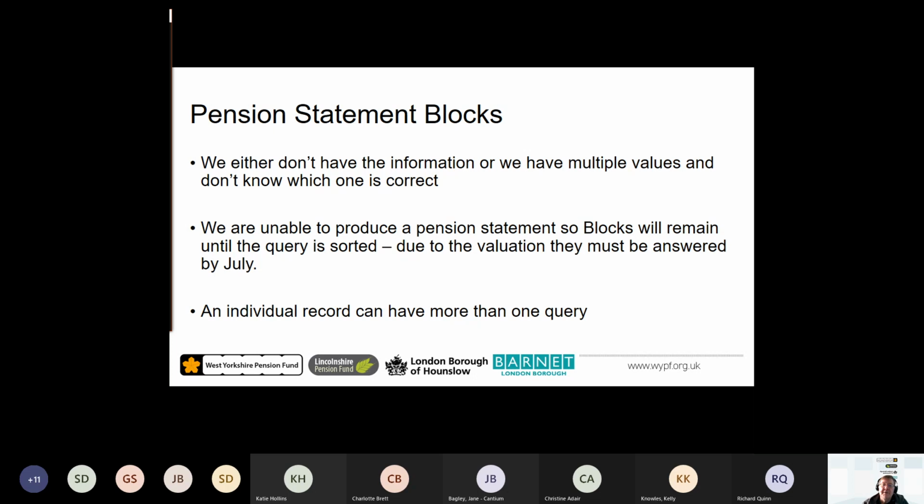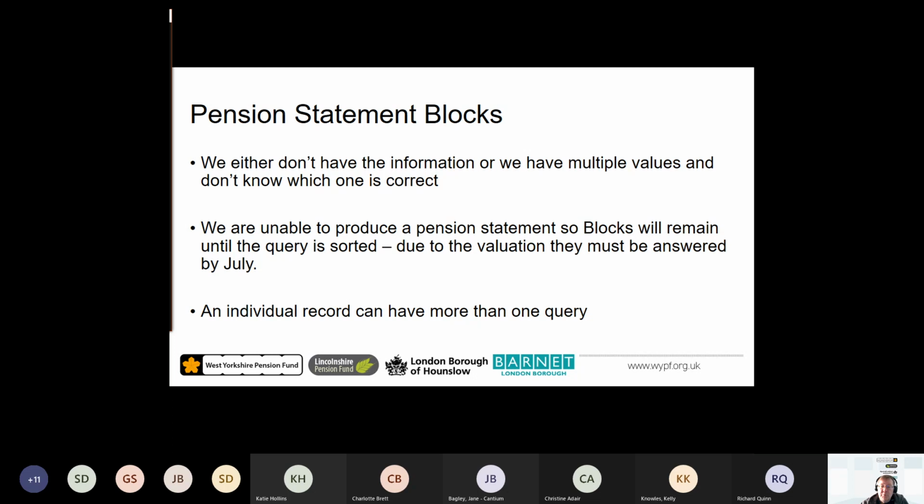But do bear in mind as well that this year is also a valuation year. And if the information is incorrect to produce a benefit statement, it's also likely to be incorrect for the valuation purposes. So we do want all the blocks responded to by July this year, so that we can get the valuation completed as well. So although we want the blocks completing so we can produce the pension statements, the blocks also need completing so that your information can be accurate when it's sent to the actuary to determine what your contribution rate is as an employer going forward.